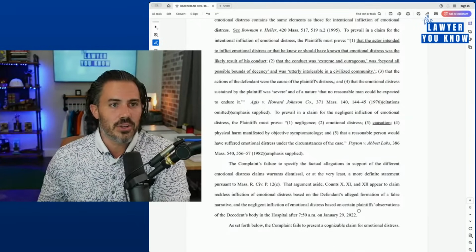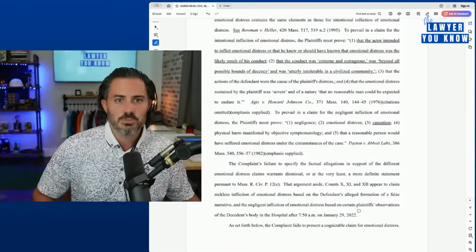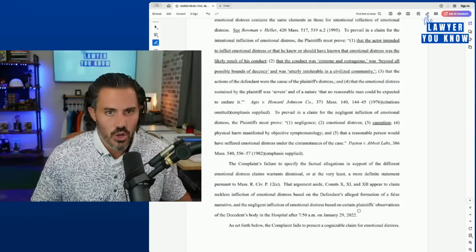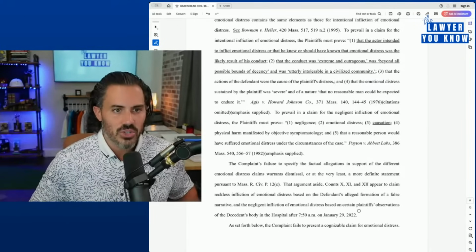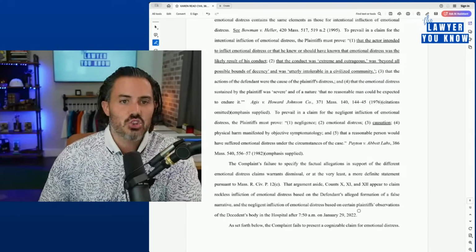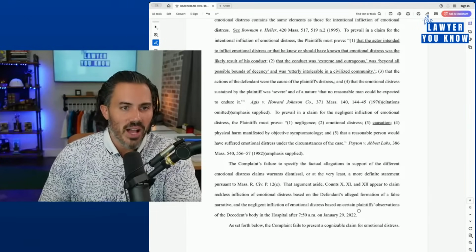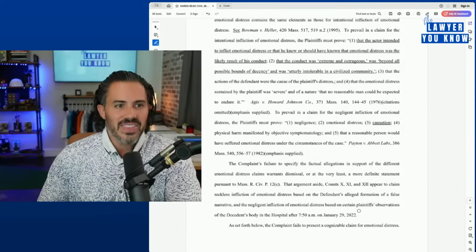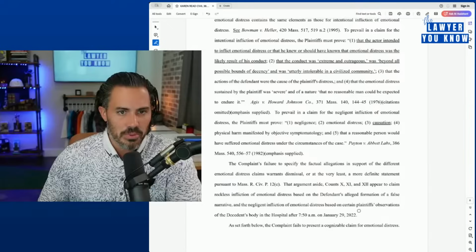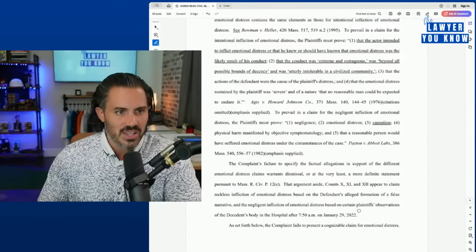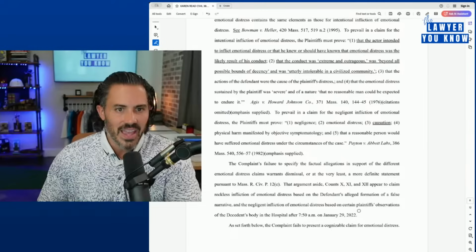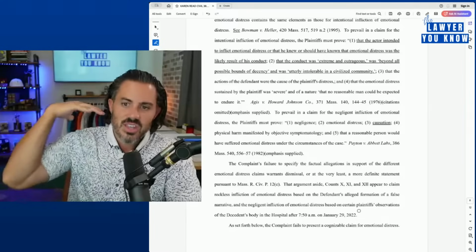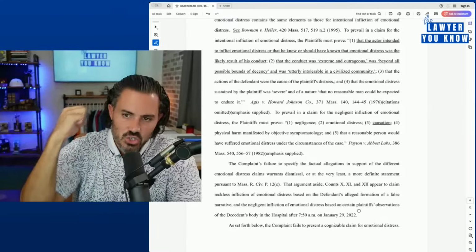To prevail in a claim for intentional infliction of emotional distress, the plaintiffs must prove that the actor intended to inflict emotional distress, or that he knew or should have known that emotional distress was the likely result of his conduct, that the conduct was extreme and outrageous, was beyond all possible bounds of decency, and was utterly intolerable in a civilized community, that the actions of the defendant were the cause of the plaintiff's distress, and that the emotional distress sustained by the plaintiff was severe and of a nature that no reasonable man could be expected to endure it. And this is just the heightened level of this extreme emotional distress.